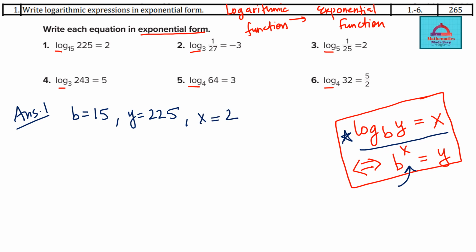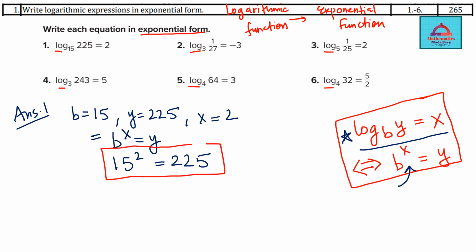Now let's convert them. So this log is equal to the exponential form b to the power x equals y. So what is b? 15. What is x? 2, and yes, 15 multiplied with 15, that's your 15 squared, which is 225. So we have done the correct conversion. So this is your answer. This is the exponential form. So the first is done. Let's do one more out of this.